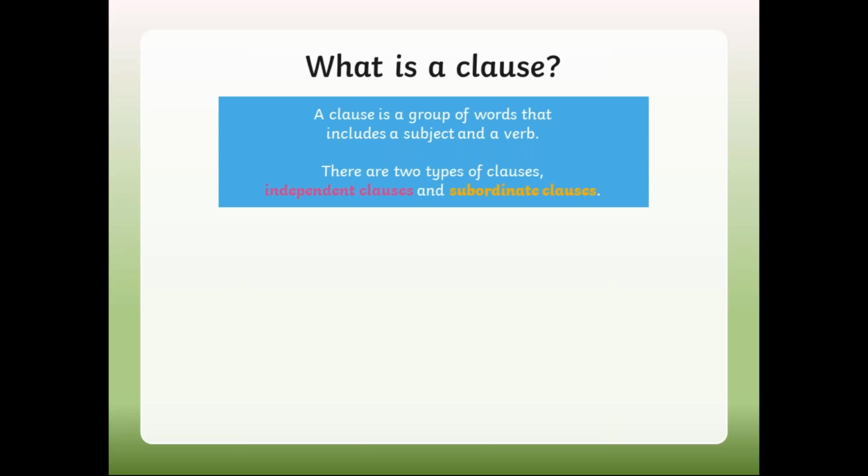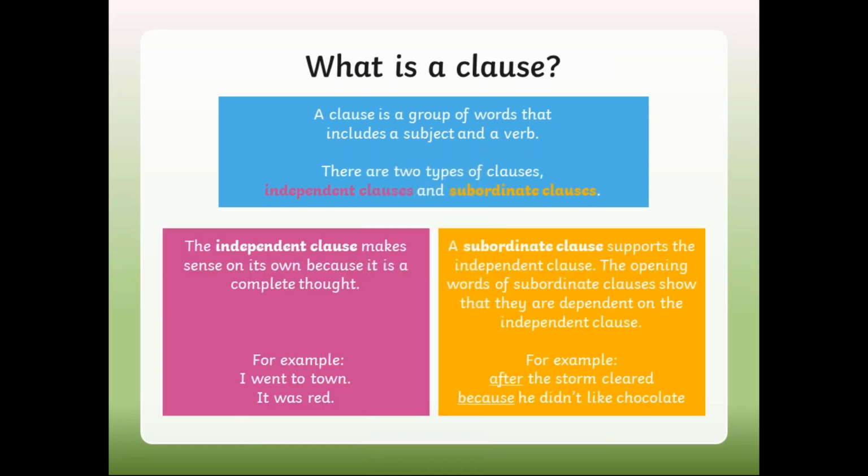What is a clause? A clause is a group of words that includes a subject and a verb. A main clause is a clause that makes sense on its own and can exist in a sentence on its own. If we talk about independent clauses and subordinate clauses, an independent clause makes sense on its own because it's a complete thought, it's a full sentence. For example, I went to town, or it was red.